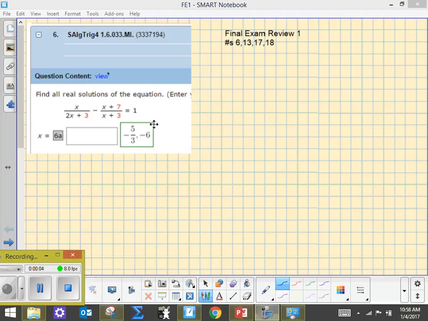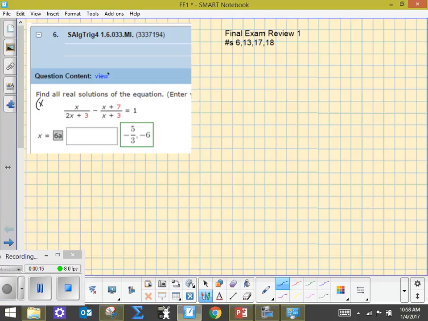For this question, you need a common denominator. So we're going to use 2x plus 3 and x plus 3. Multiply every single part by those. So I'm going to have x plus 3, 2x plus 3 here, x plus 3, 2x plus 3 there, and multiply the 1 by x plus 3, 2x plus 3.